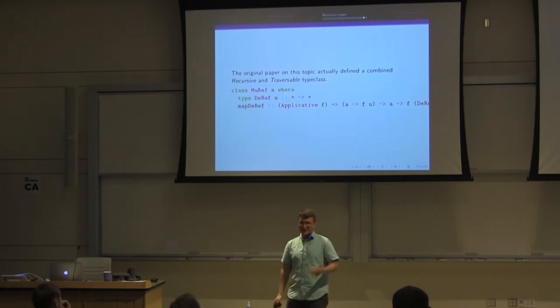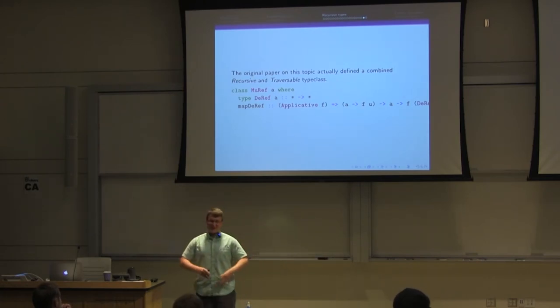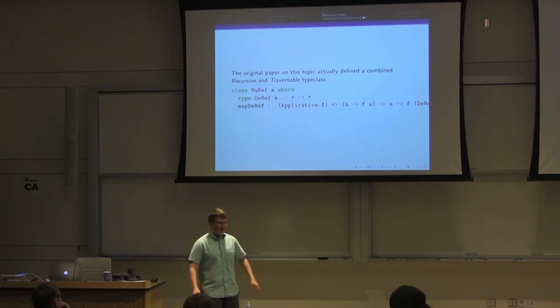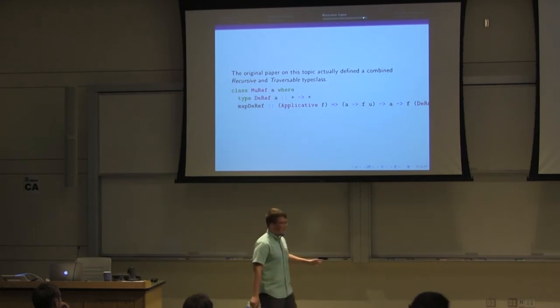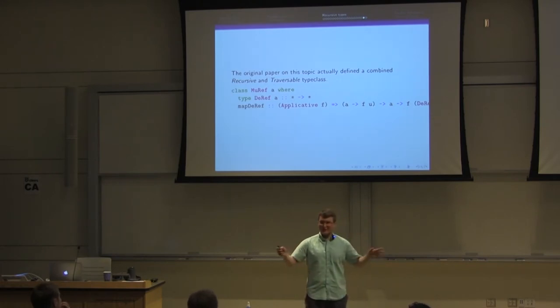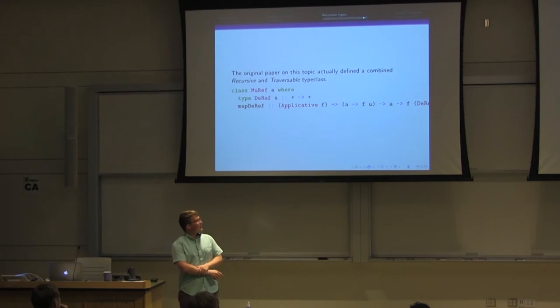Now, in the original papers that introduced this idea, there is actually a paper where they used a combination of Recursive and Traversable, and they dropped a bunch of stuff from there. And so they have a single operator called mapdref. Unfortunately, it's not entirely visible, but basically it's a combination of project and traverse. So you project and then you immediately traverse. That's how I originally implemented it in Scala when I was working on this project. But later on, I realized that it's much more intuitive if you separate the two.